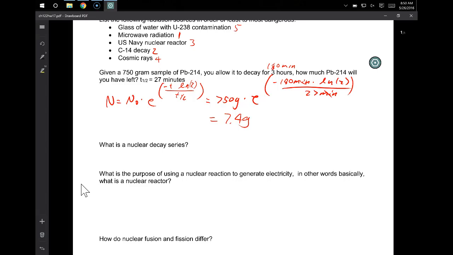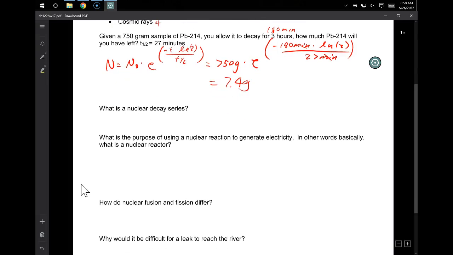Nuclear decay series. From unstable isotope to stable one. Okay. Instead of it just being like a one-step process, it's like a whole bunch of steps, right?